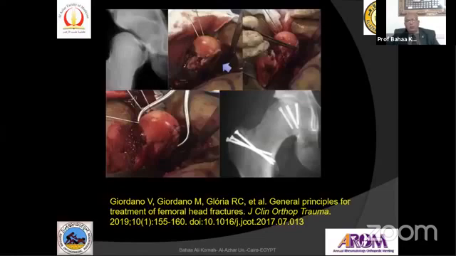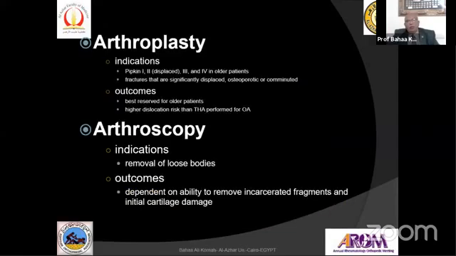This is an example. It has been cited from other general principles of treatment of femoral head fracture, and this is how to reduce the femoral head and repair it, and fixation by headless screws. What about the arthroplasty?